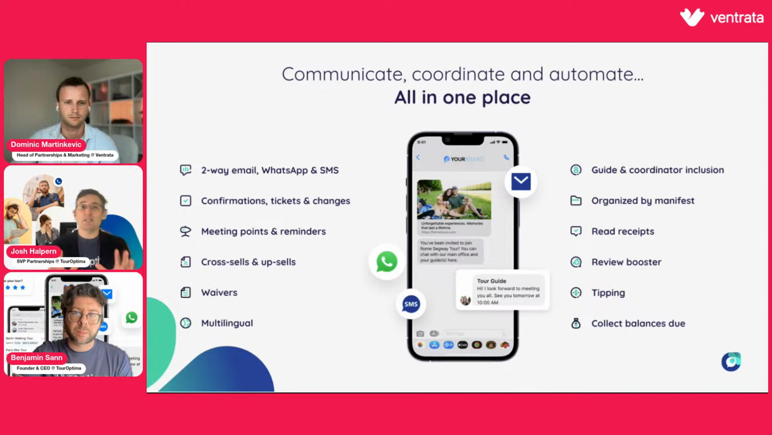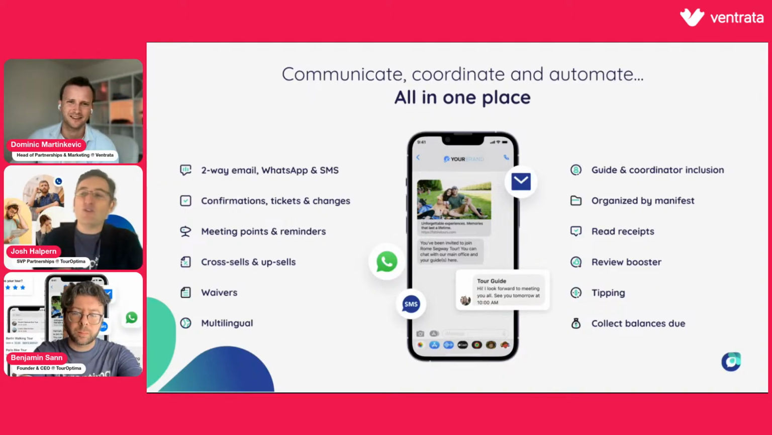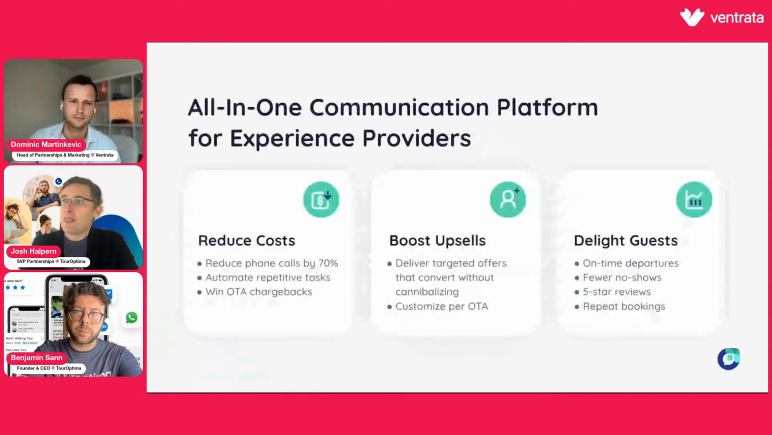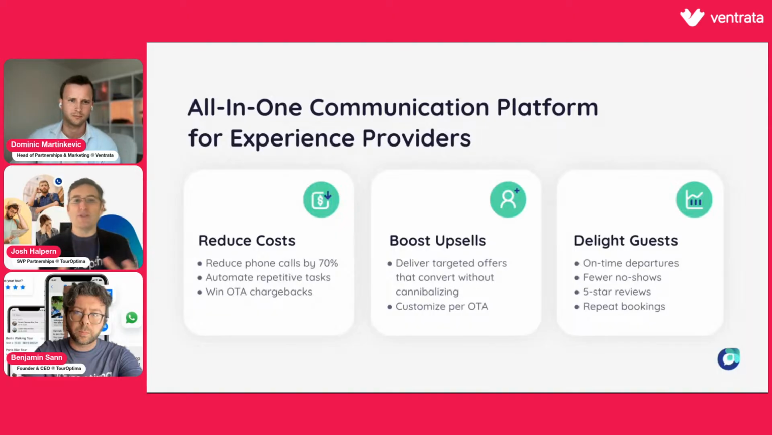So with that, essentially, this is the slide saying, hey, we do a lot. We do a lot of stuff that Dom talked about. We do communications, but we've also really incrementally improved all the other features from waivers and AI assist and tipping solutions and balance collections. So we do a lot. The big takeaway, if you take away anything, is we can help you reduce your costs, we can boost your upsells, and we can delight your guests through all the things that we've talked about.